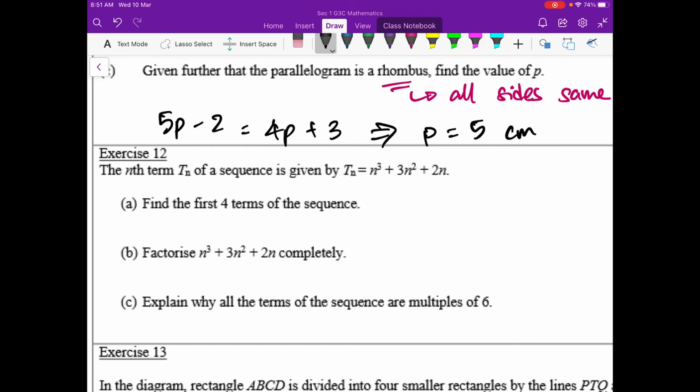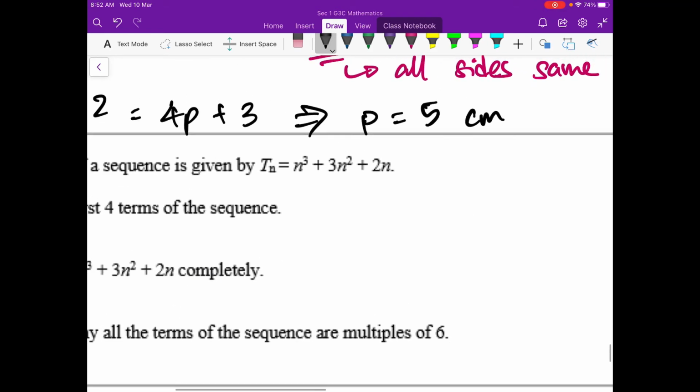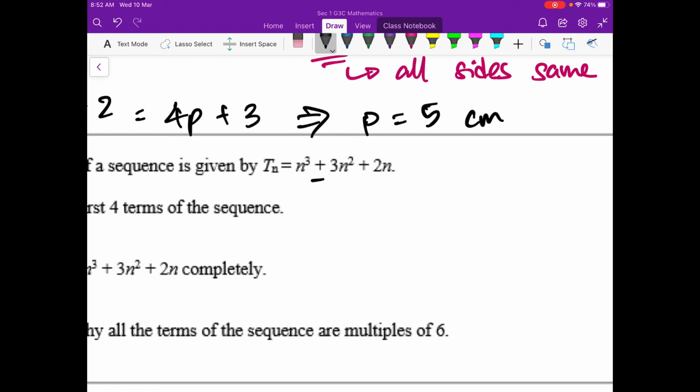Okay, now next question, exercise 12. The nth term of a sequence is given by this. So depending on the position that you want, if you want the first term, n will be equal to 1. If you want the second term, n will be equal to 2. And then you can see that the value will change according to this formula. So find the first 4 terms. There is not a lot of space, so let's just try to write it neatly.